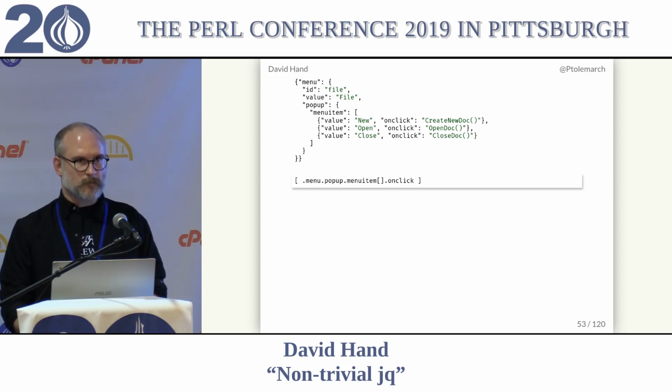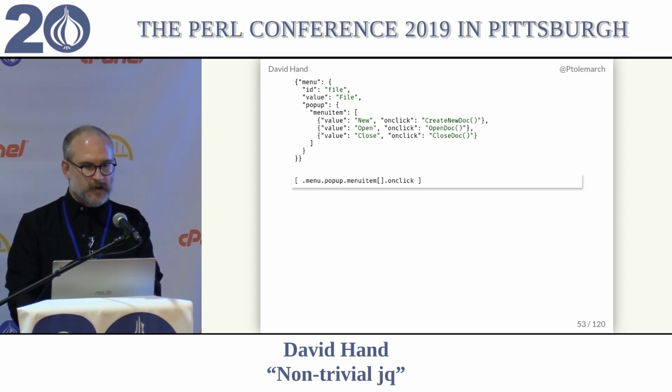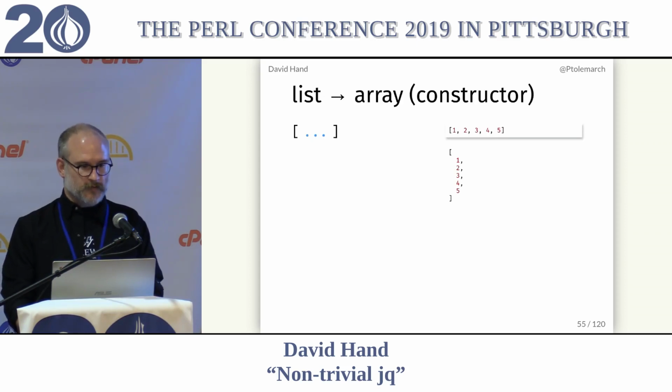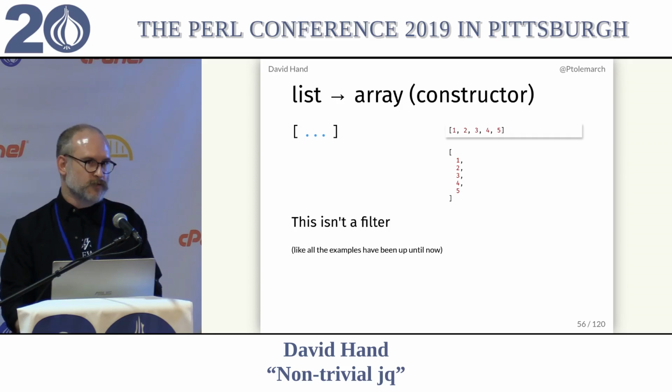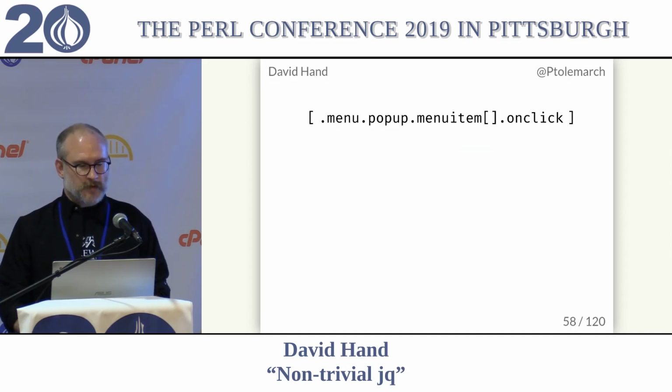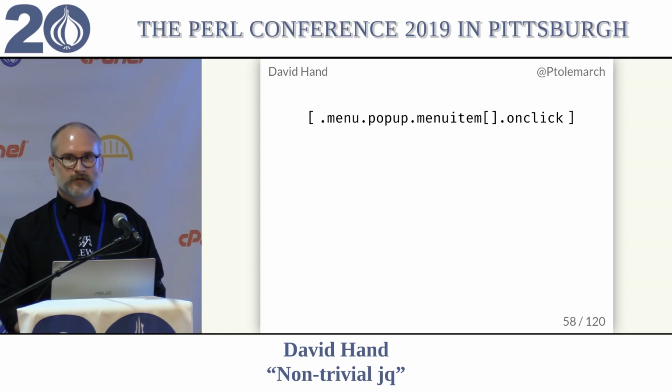These array brackets don't work that way. But it does take something on the inside there, right? It has a list. The last thing that we saw was that menu item dot on click gave us a list. If you wrap that list in brackets, then you get an array. Okay, so there we are. There's our constructor. Like I say, it's not a filter. All the examples so far have been filters.